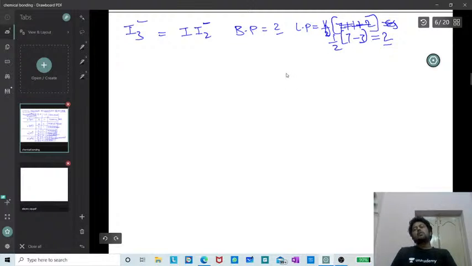So the geometry will be bent shape like water, bent shape. Hybridization, sp3 hybridization. Total electron pairs is equal to 4. 2 bond pairs, 2 lone pairs. So its geometry is angular or bent shape.